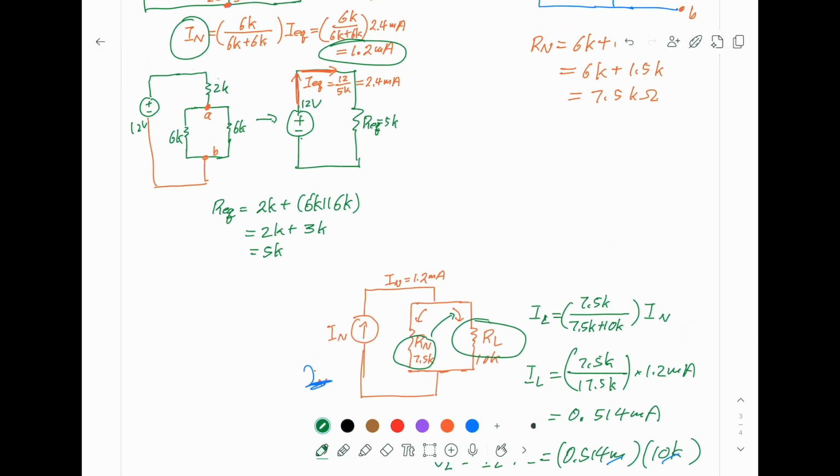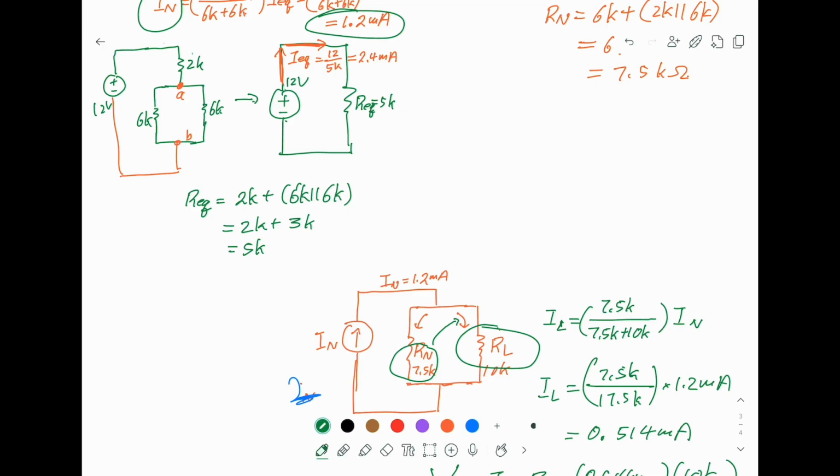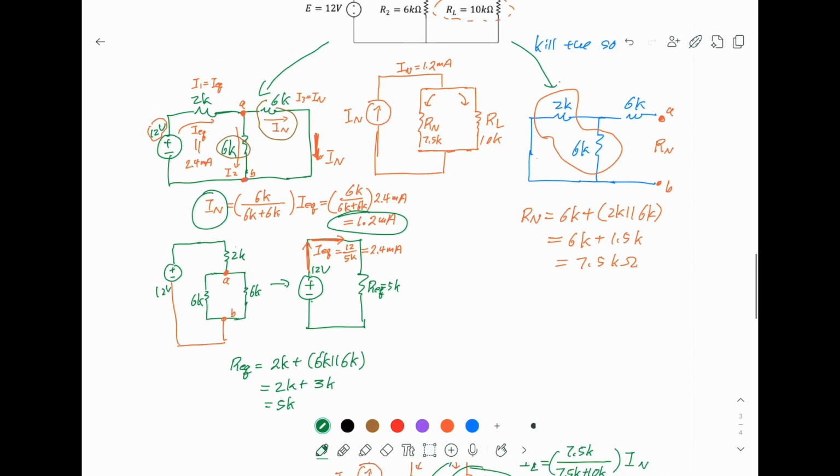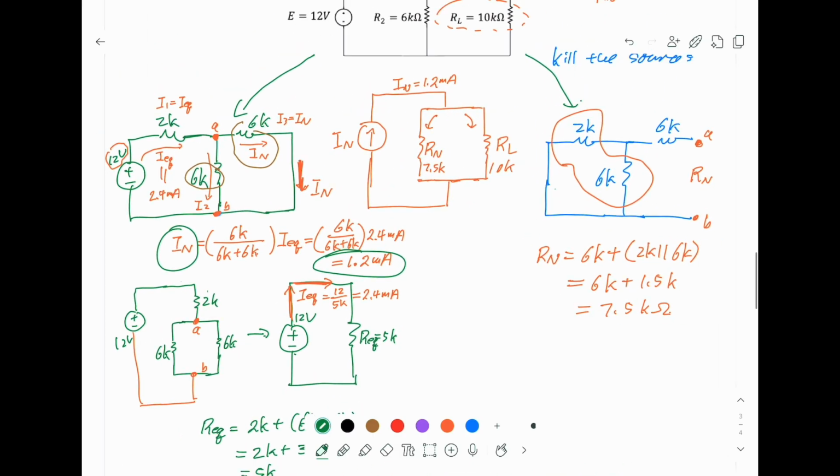Okay, so I hope you can see that the two methods lead to the same answer, but the approach is slightly different. The key lesson I want you to learn is drawing step by step, understanding what you're going to do. In terms of the mathematics, there's not much. All you need is the equation for potential divider, the equation for current divider, and of course, Ohm's law.